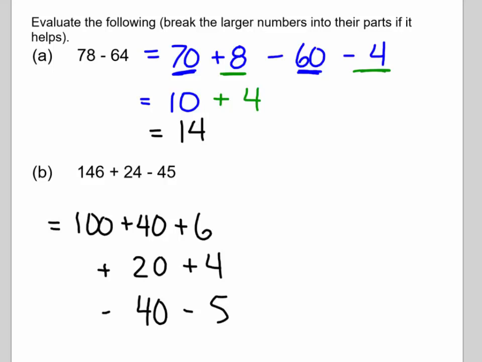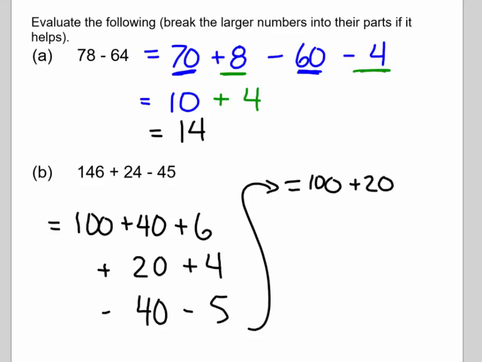And now again, this isn't what you have to do. This just might be something you find is useful. But it allows me to collect some of those terms all into neat little bundles. So there's nothing affecting the 100 right now. If I look at the tens, I have 40 plus 20 more is 60. Minus 40 gets me back down to 20.